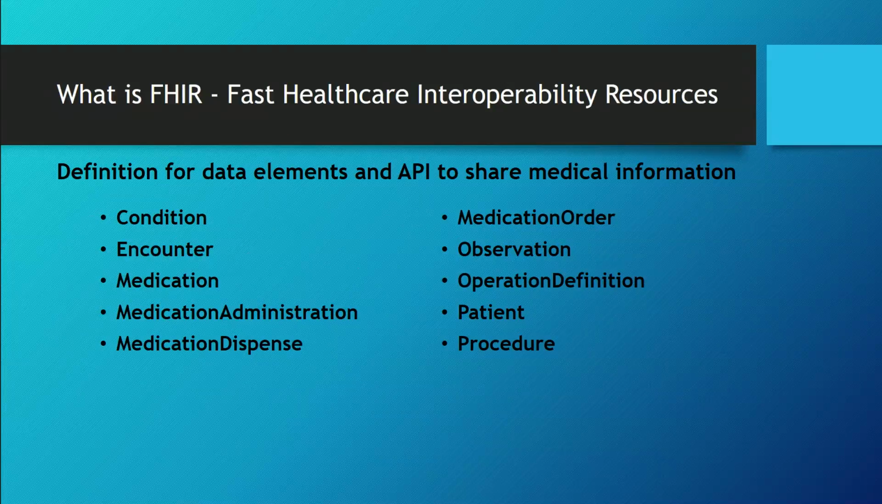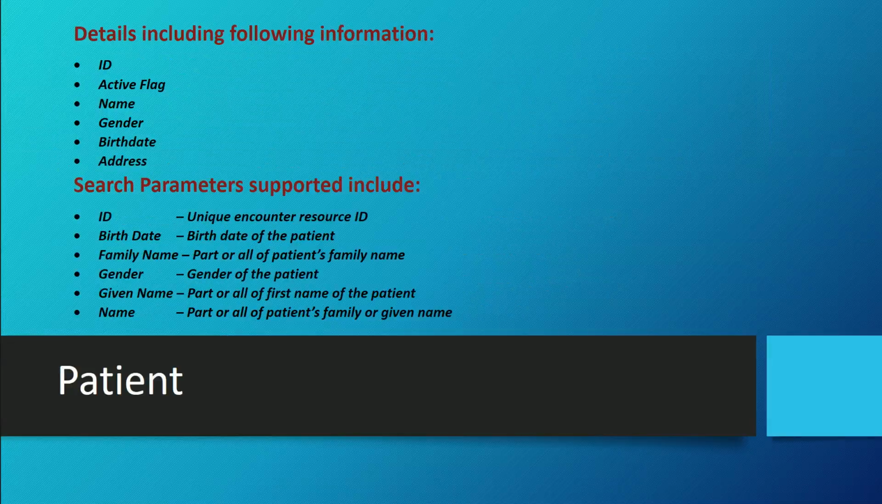So what is FHIR? FHIR, or Fast Healthcare Interoperability Resources, is a definition of data elements and an API to share medical information between electronic systems, including data such as condition, encounter, medication, medication administration, medication dispense, medication order, observation, operation definition, patient, and procedure. So let's look at some of these records in a little more detail.